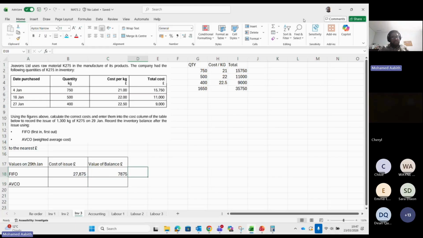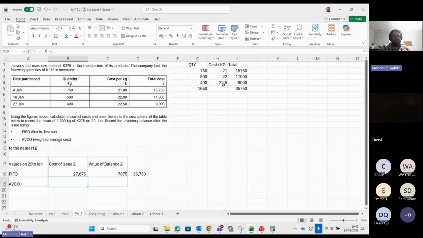But let me give you a quick snippet. If I add these two numbers together, I will get this 35,750, just to prove I haven't lost any numbers anywhere along the line. It's a way you check it thoroughly. Now let's look at the next one.